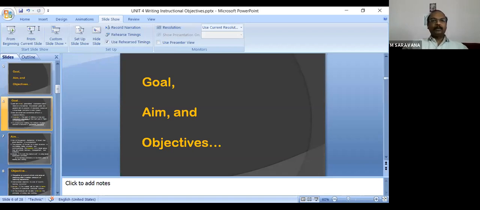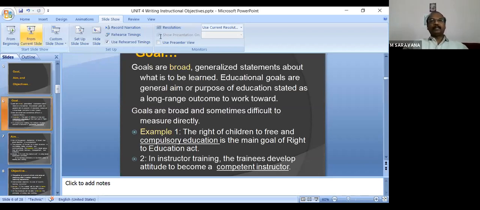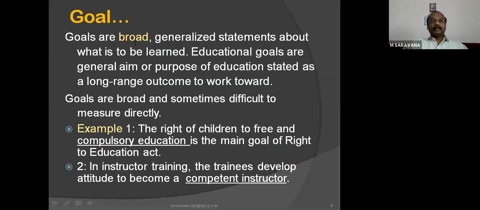So let us see what is goal. Goals are a broader term, broad, generalized statements about what is to be learned. And educational goals are the general aim or purpose of education stated as a long range outcome to work towards. So many things have to be learned, and so many tasks will be there to be completed. Educational goals also are set up, and they have to be achieved properly in a systematic manner.